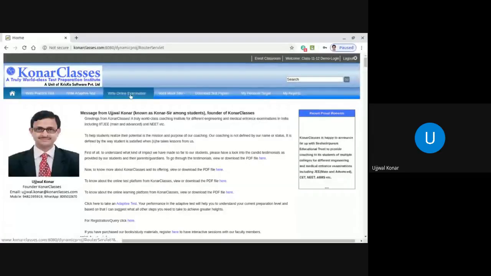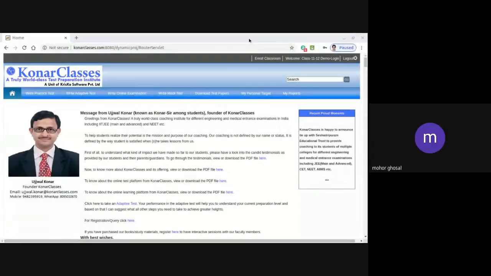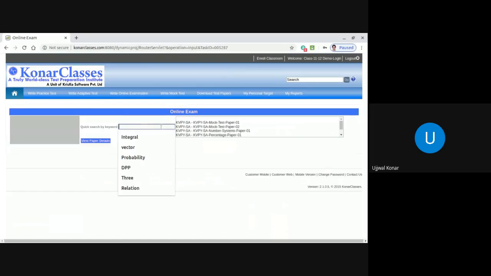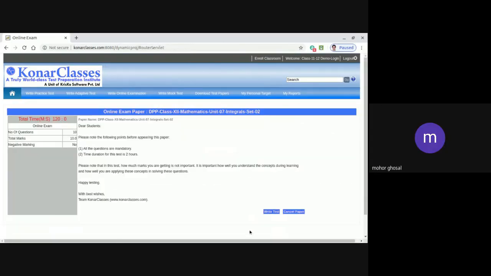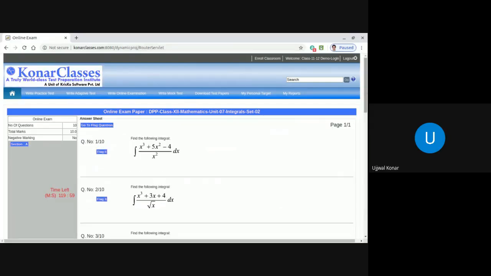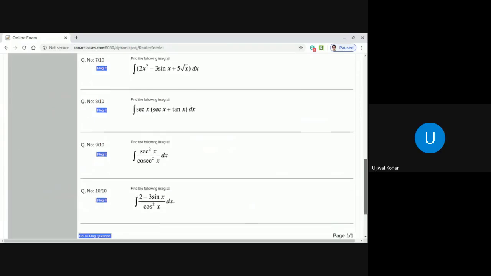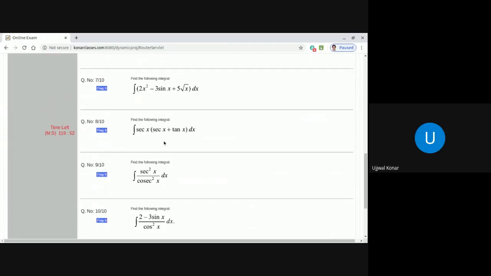I hope you are able to view a new paper right now. Yes, that new window you are able to view, right? Now if I go to set 2, and which one? Question 8. Yeah. So sec x into sec x plus tan x, right? Sure, we'll do it. So does anyone have any idea how to do this one?